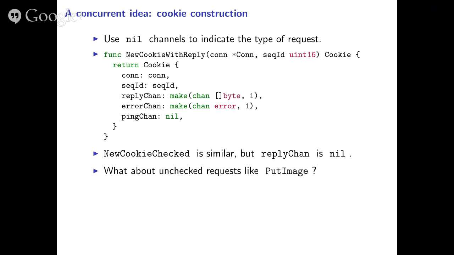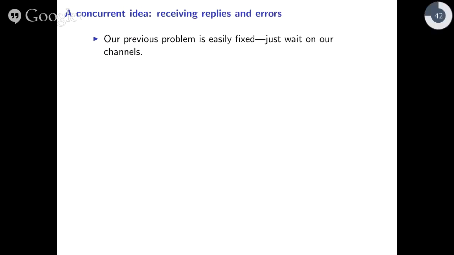What about unchecked requests like put image? Set all 3 channels to nil, right? If all 3 channels are nil, then we know not to do anything with it. It's not expecting an error. It doesn't care if it was successful or not. The client can't block on it. It's a kind of send the request off and just hope it succeeds deal.